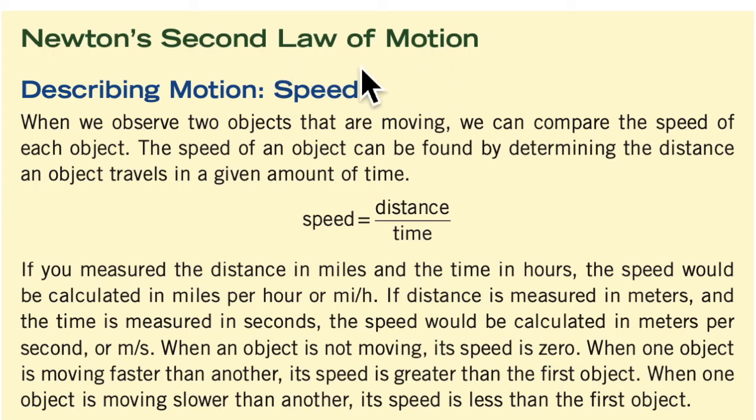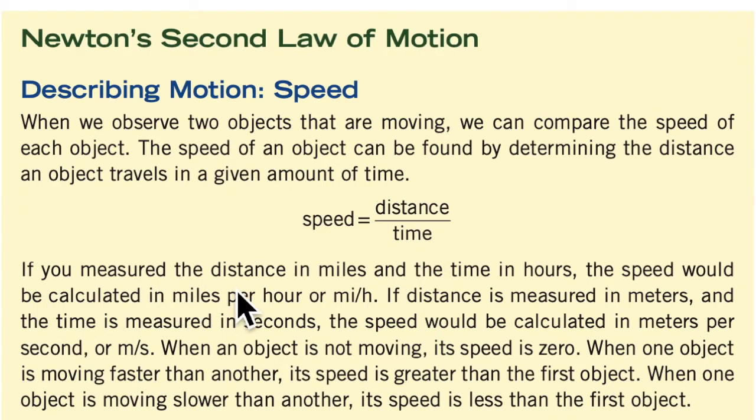Law of motion. Describing motion. Speed. When we observe two objects that are moving, we can compare the speed of each object. The speed of an object can be found by determining the distance an object travels in a given amount of time. Speed equals distance over time.